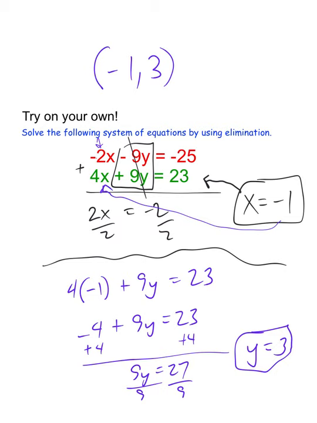Bottom equation, 4 times -1 is -4. 9 times 3 is 27. So that would give us -4 plus 27, which equals 23. So that's a check. Both equations check, and we know that our answer of (-1, 3) is correct.